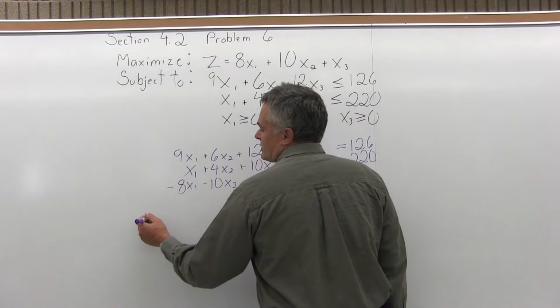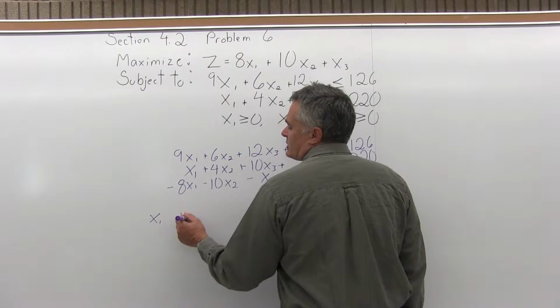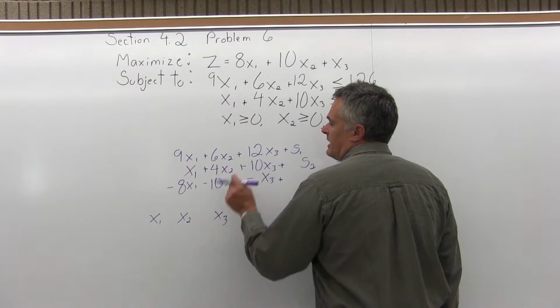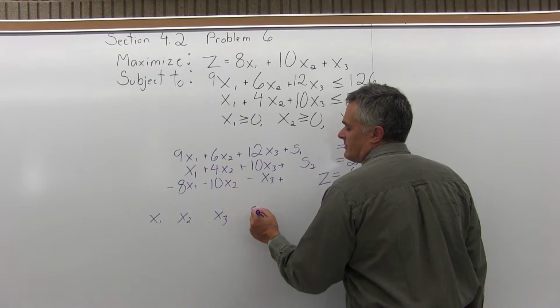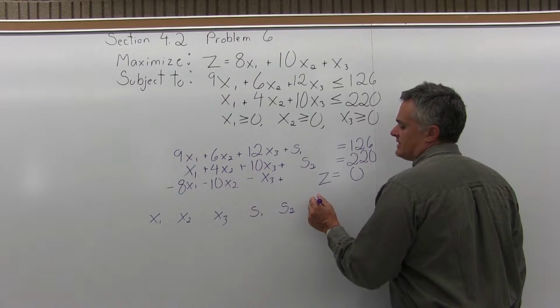So my matrix will need an x1 column, an x2 column, an x3 column, and that's enough x's. I'm going to need an s1 and an s2 column. I'll need a column for z.